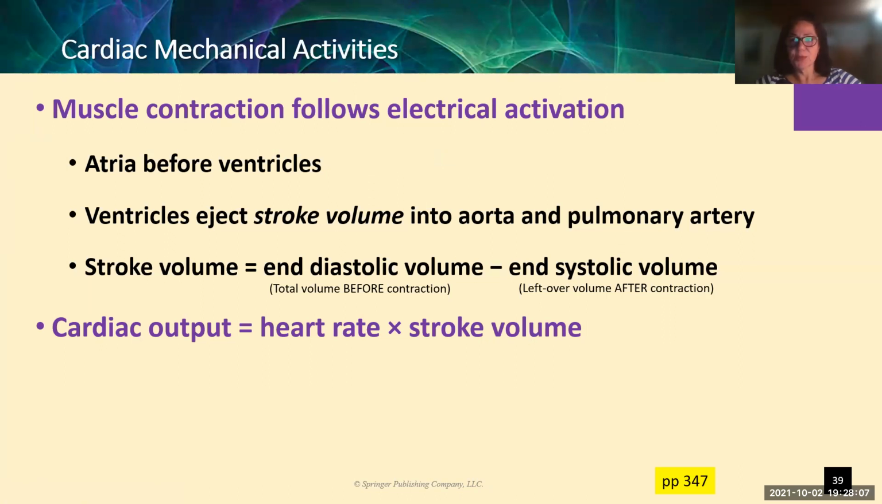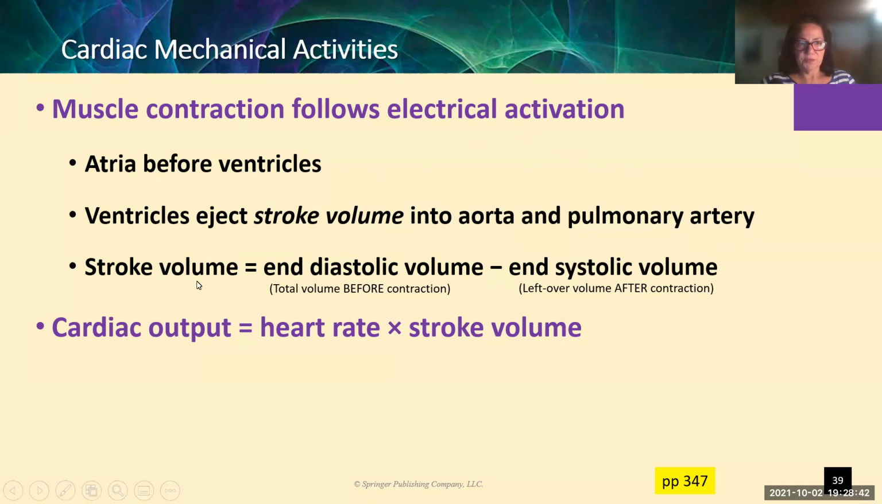Basically, the heart is a great big muscle. It contracts once it is activated with electrical activity. The chambers of the heart contract in order. The atria have to contract first, and then they end up filling the ventricles, and then the ventricles contract. What comes out of the ventricles is what's known as the stroke volume, and that's going to go into the aorta for the systemic side of things from the left side of the heart, and to the pulmonary artery from the right side of the heart.